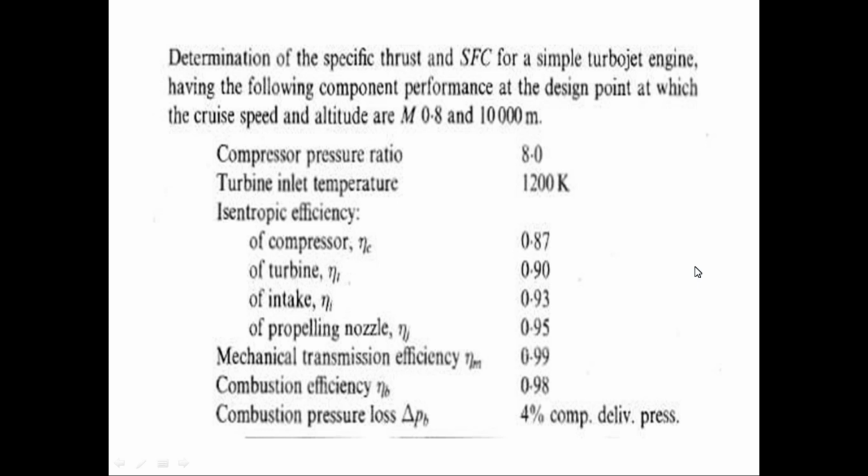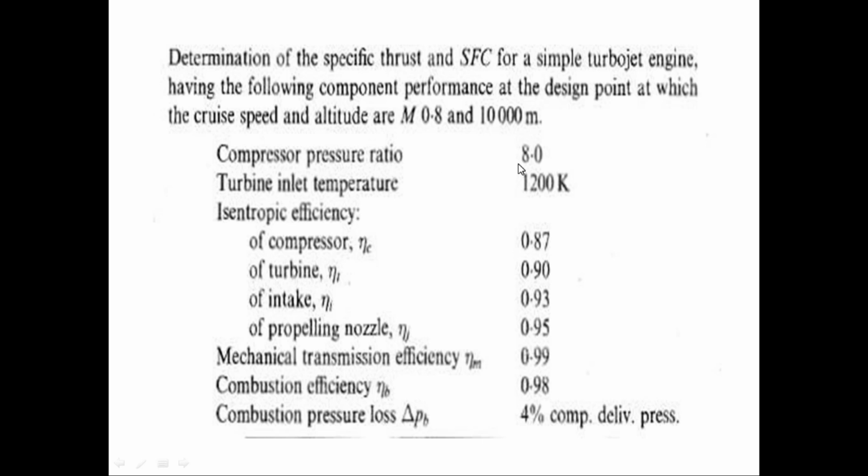Okay, so in this class we are going to deal with the numericals of chapter number 3. The numerical statement says: determine the specific thrust and the specific fuel consumption for a simple turbojet engine having the following component performance at the design point, at which the cruise speed Mach number is 0.8 and the altitude is 10,000 meters.